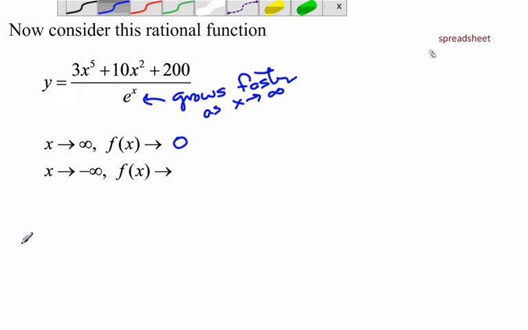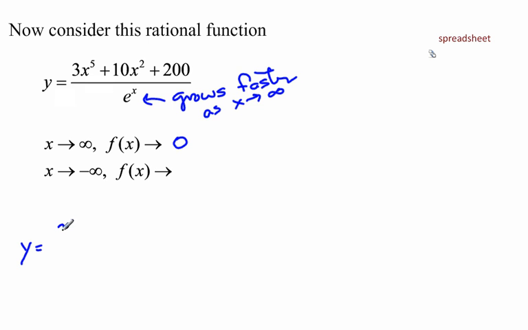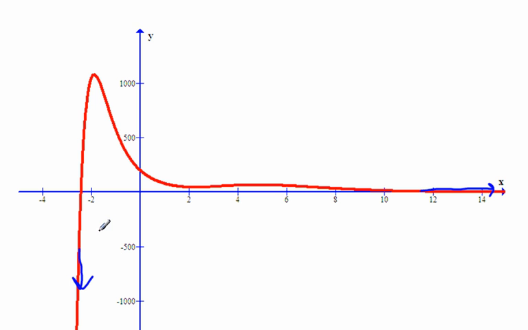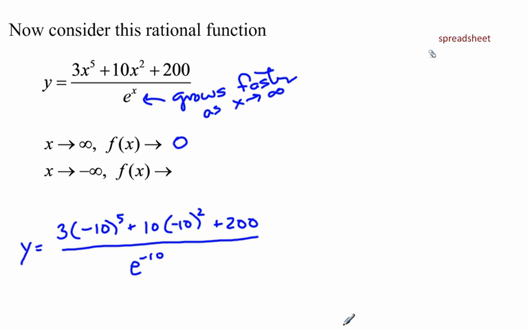Just for our situation, I'm just going to even put in, say, negative 10. So let's take negative 10 to the 5th plus 10 times negative 10 squared plus 200 all over e to the negative 10. Now I'm nowhere near negative infinity, but in our graph we weren't that far, and we saw, let's take a look at that graph again. Here we are, we're only at negative 2 point something, and we have gone way down already. So let's see what happens when we do that.